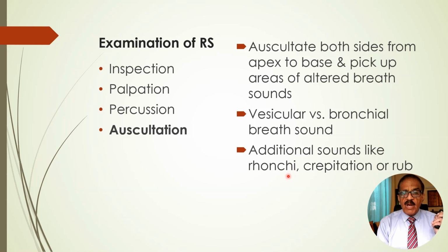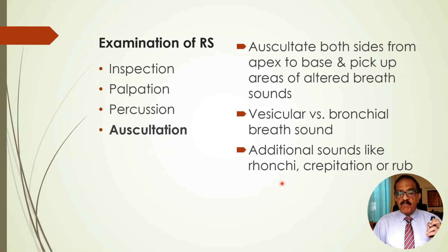Then you look for additional sounds, adventitious sounds, which are not present in a normal healthy person. And there are three main types: rhonchi, which are continuous sounds; crepitations, which are interrupted sounds; or rubs. There may be a combination, and for a beginner it may not be easy to differentiate one from the other, but as you gain more and more experience, you will be able to differentiate between them.